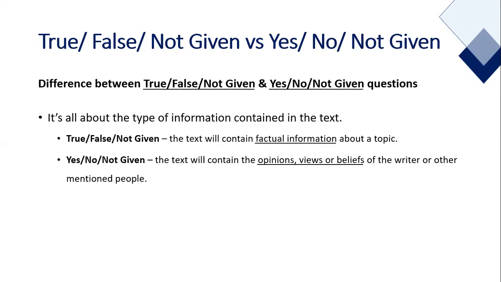It is still going to be whether it is agreeing or opposing or not mentioned. Because the parameters are the same, and it is only the type of information being scanned for that is different, I have clubbed them together. Basically, the difference arises from the type of the text that the student is dealing with. If the type of the text is a factual one, then the type of question that will be asked is true, false, not given. But if the text is discursive or based on discourse, then it is yes, no, not given.